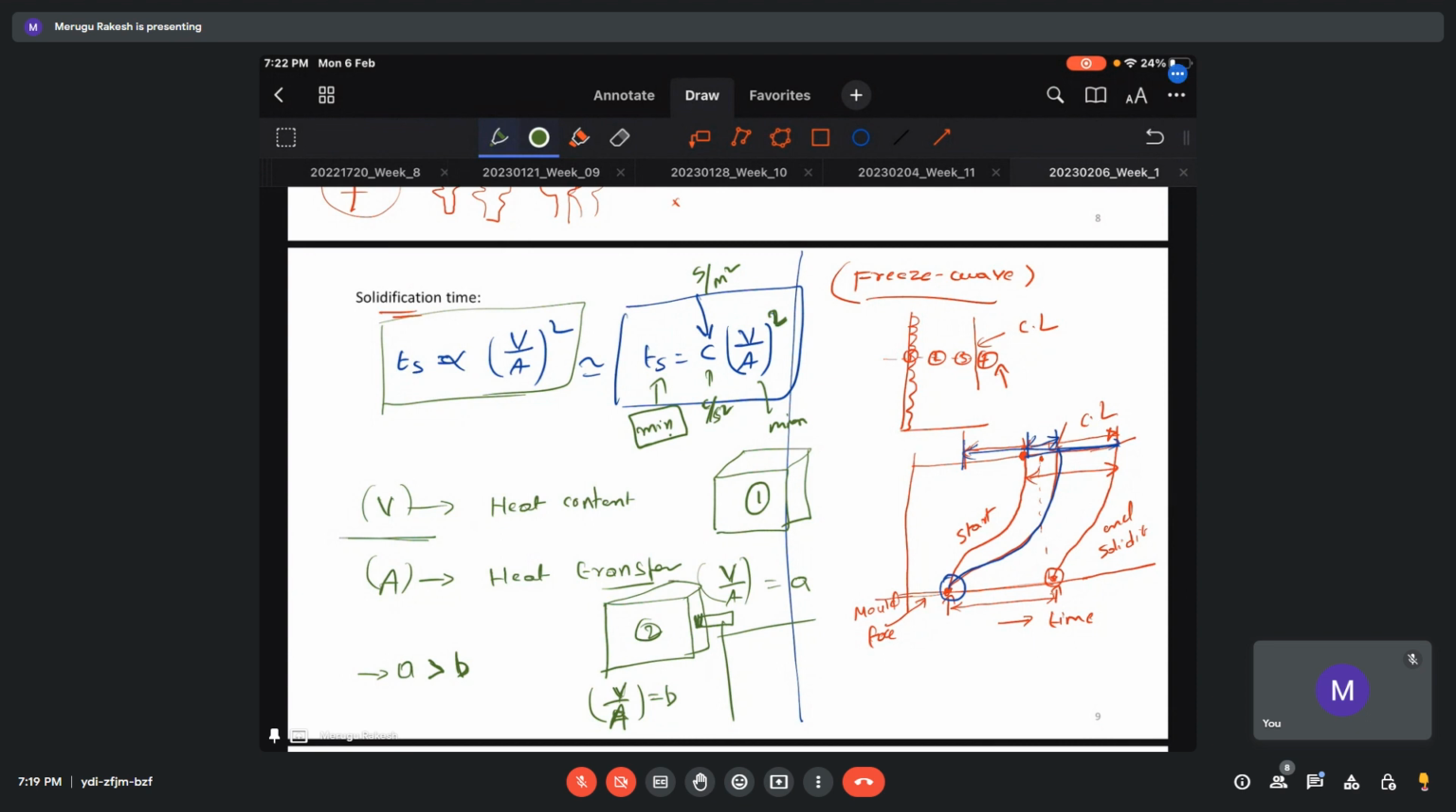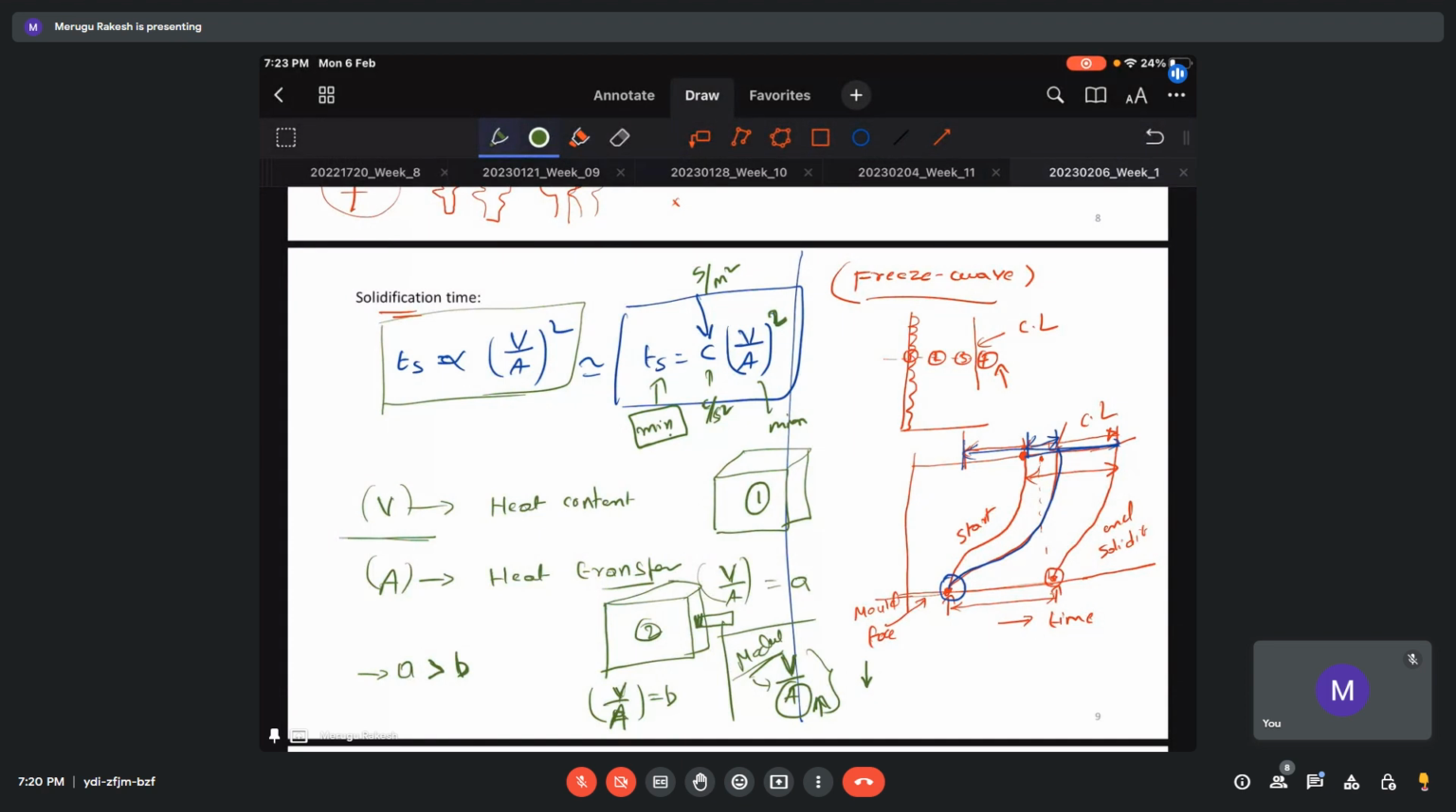Yes, true. Then why do I need a V by A value? I can just take A in my solidification time. I'll quickly explain. See this V by A value: A is always in the denominator. We also call this a modulus. If I have more surface area, the value of this modulus becomes less, with respect to volume, since I'm taking care of volume also. That's why we need both V and A instead of only A.